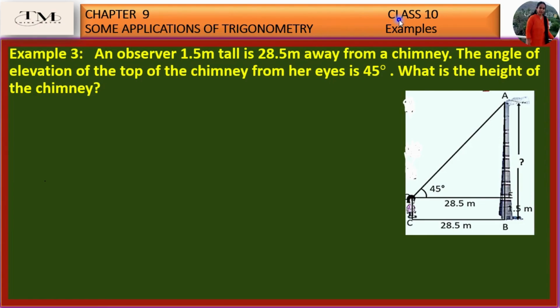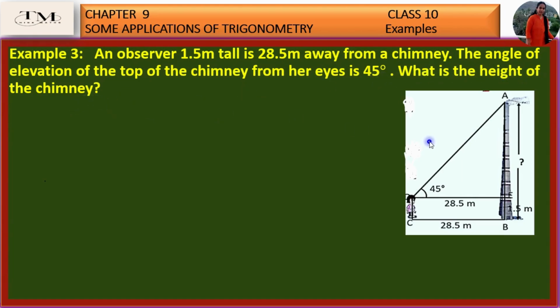We are in class 10 Maths, chapter 9, some applications of trigonometry. In this session, we are going to discuss example problems, examples 3 and 4. Example 3: an observer 1.5 meter tall is 28.5 meter away from a chimney. The angle of elevation of the top of the chimney from her eyes is 45 degrees. What is the height of the chimney?